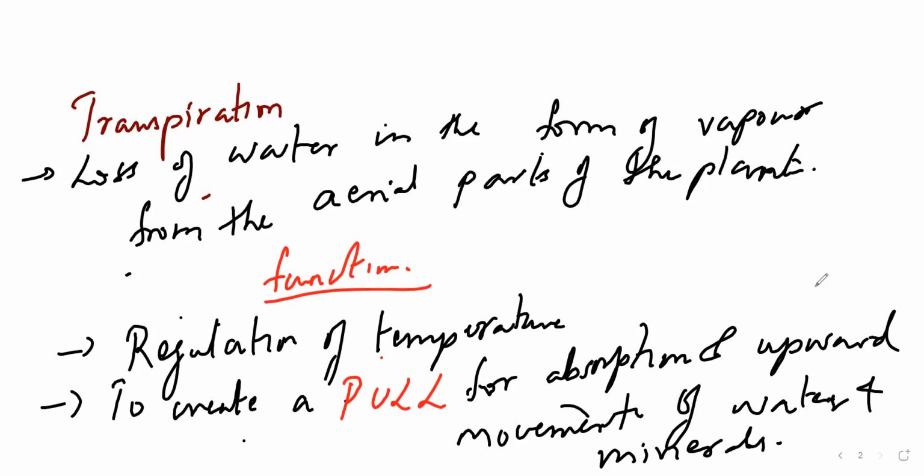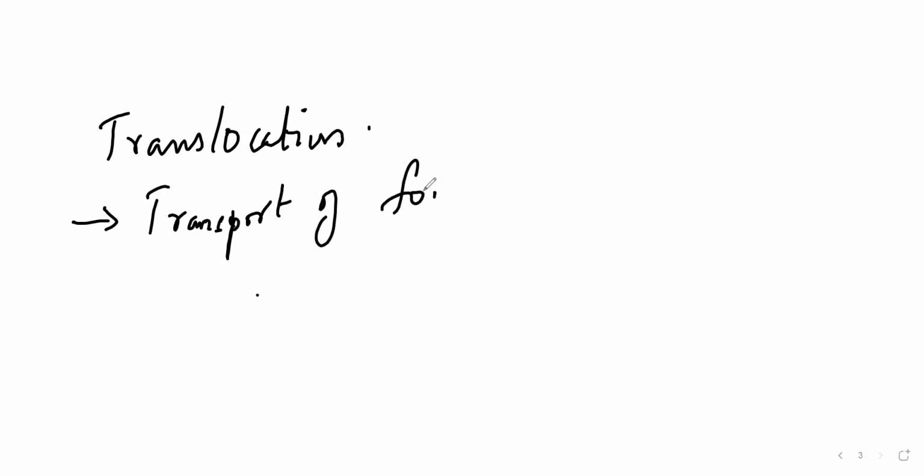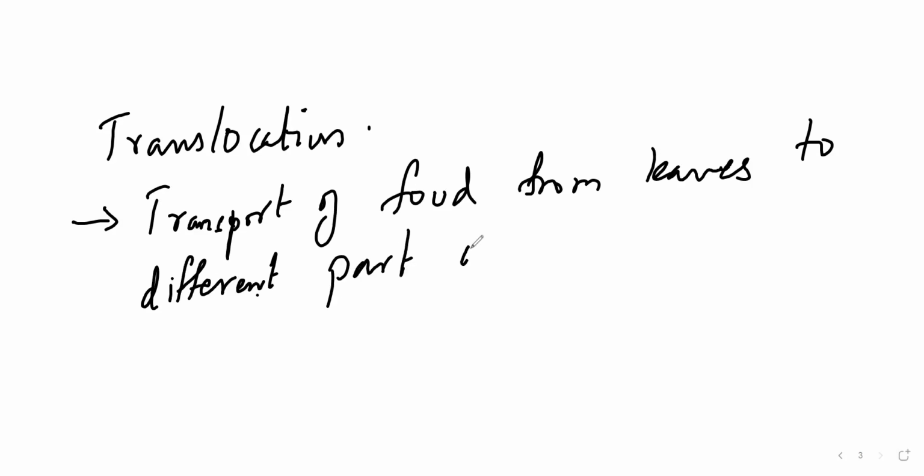Now the next part is translocation. The name itself says everything. Translocation means transport of food from leaves. Which produce the food? Obviously the leaves, the food factory, right? To different parts of the plant is called translocation. So translocation is basically the transport of food from leaves to different parts of the plant. So this is about the plants.